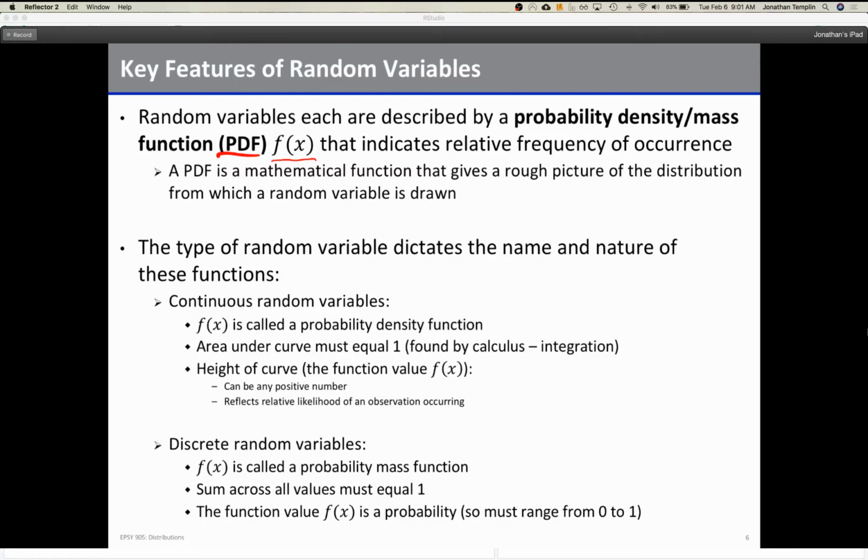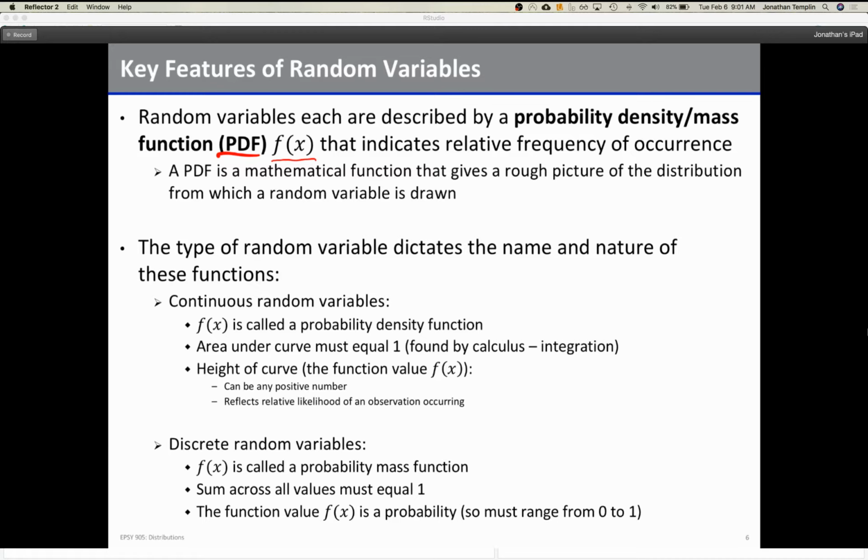More specifically, what I'm talking about is a type of curve. You can think of the normal distribution. You've seen the bell curve before. That is a type of probability density function. And any one spot on that curve indicates the relative frequency of occurrence of an outcome. Right? It's a mathematical function that gives us a rough picture of the distribution from which this random variable is drawn.